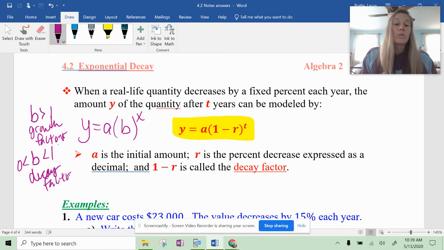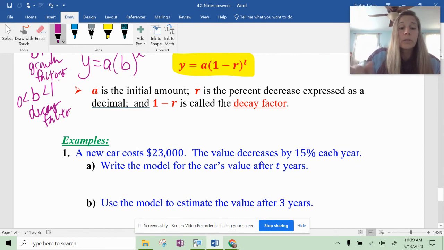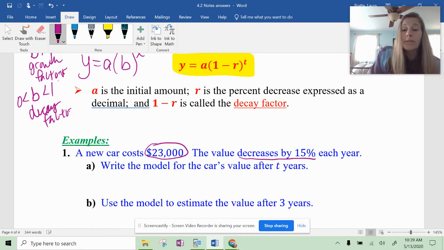But the actual information is still the same. So A is still that initial amount you're starting with. R is still the percent, but it's expressed as a decimal just like it was yesterday. And now we're going to subtract it from 1 and call it a decay factor instead of adding it to 1 and calling it a growth factor. So for example, a new car costs $2,300. That's an initial principal amount. The value decreases by 15%.